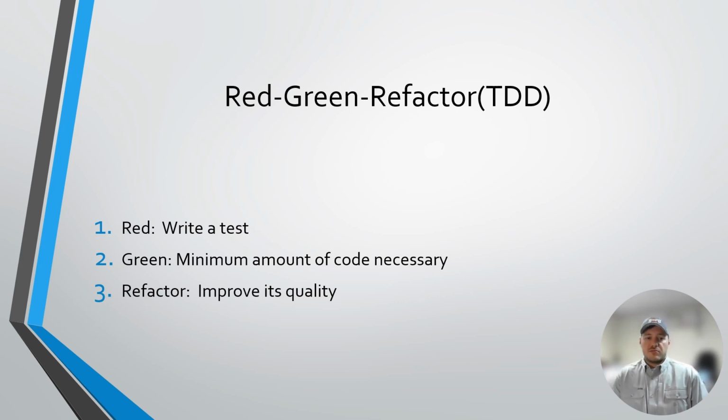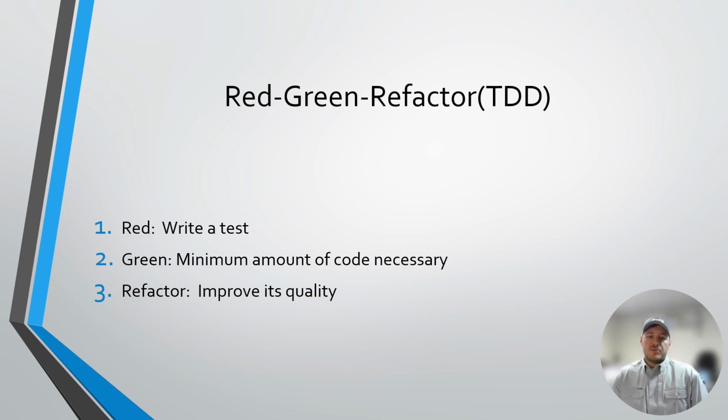The first section, red, is where you write a test that describes a behavior the developer wants to implement. This test is going to fail because you have not written any code yet. This stage is called red because the automated test framework will highlight the test in red to indicate that it has failed. The next stage is called green.